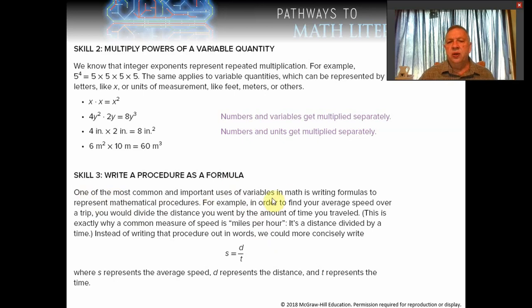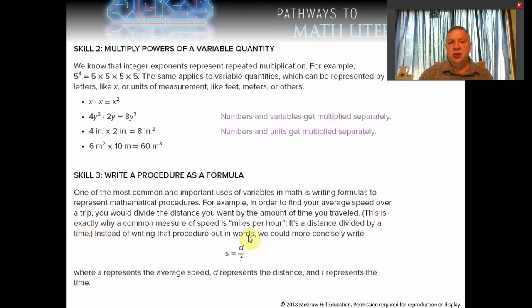One of the most common and important uses of variables in math is writing formulas to represent mathematical procedures. For example, in order to find your average speed over a trip, you would divide the distance you went by the amount of time you traveled. This is exactly why a common measure of speed is miles per hour. That per indicates division. I divided miles by hours, miles per hour. It's a distance divided by time.